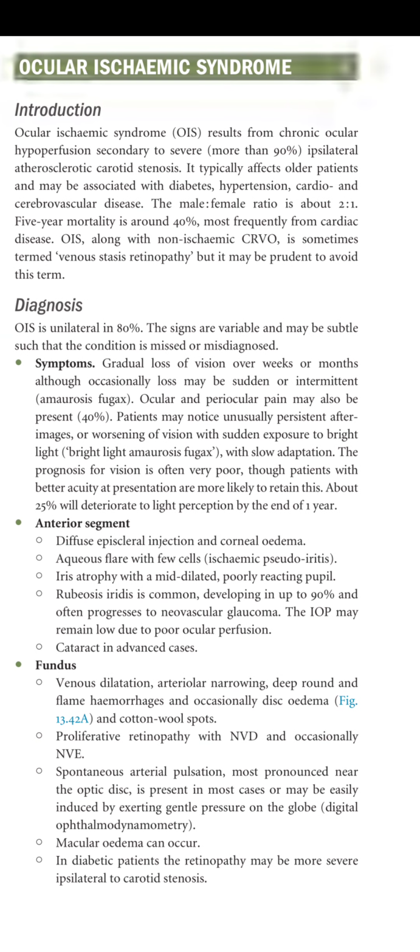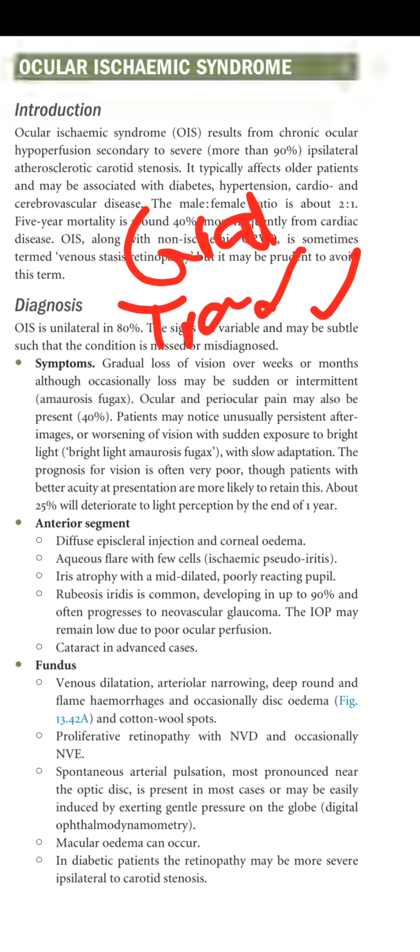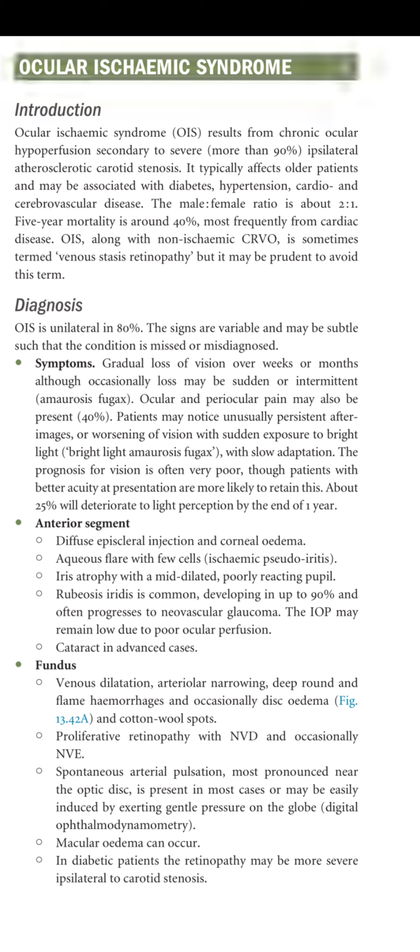Symptoms: there is a gradual loss of vision over weeks or months, although occasionally loss may be sudden or intermittent. There can be amaurosis fugax, or transient blurring of vision. Ocular and periocular pain may also be present in 40%.